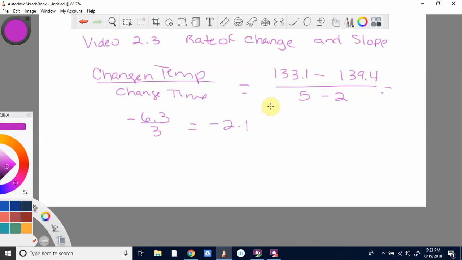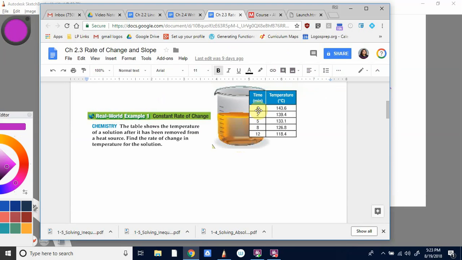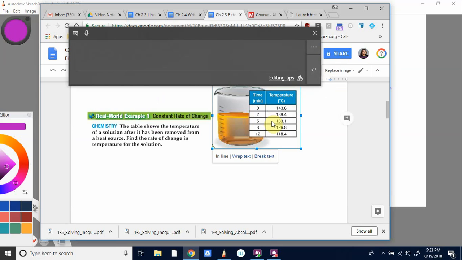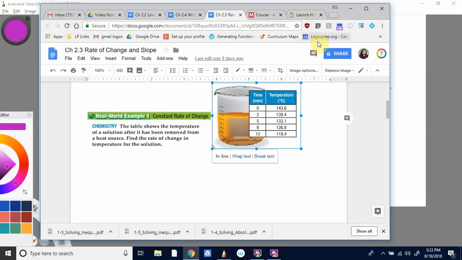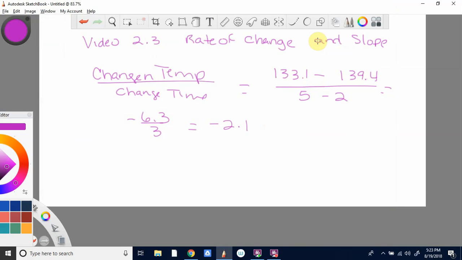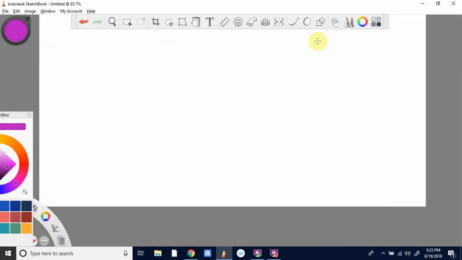All right? So you just pick two coordinates like we did here, and you start from the bottom minus the top, over the change of these two. All right, pause this and do guided practice 1.